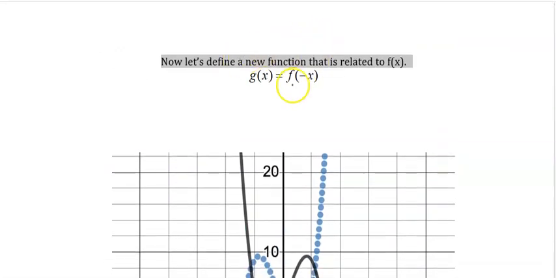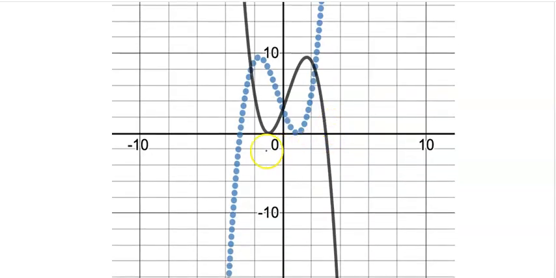So let's define a new function that's related to f of x. It's f of negative x. So for my new function, if I want to know what should I plot at x is 1, I have to look at my old function and see what the y-coordinate was when x was negative 1. So when x was negative 1 on my old function, it looks like my old function is in the dotted blue. It looks like I had about an 8. So when x is 1 on my new function, it looks like I'm going to have about an 8.